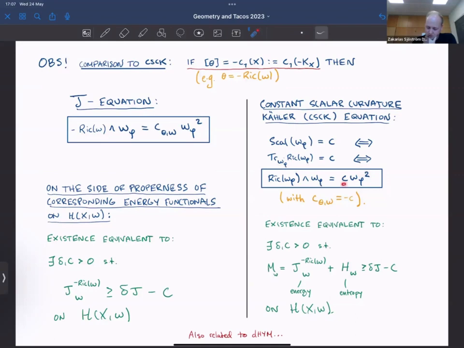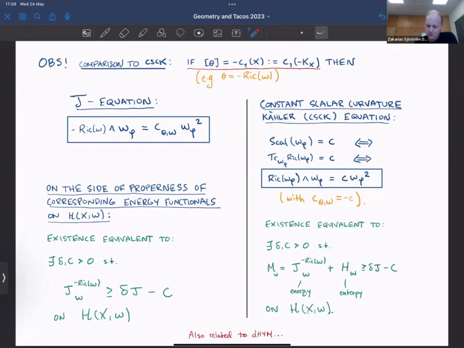where these constants c and c theta omega are related. So one is, I believe, minus the other. I hope I got the signs right here. But the signs are not important. What's important is that they look at first glance very similar, although they are actually less similar than they may look. So on the right here, we have an elliptic PDE, as you will all know. And here you have actually a parabolic PDE.